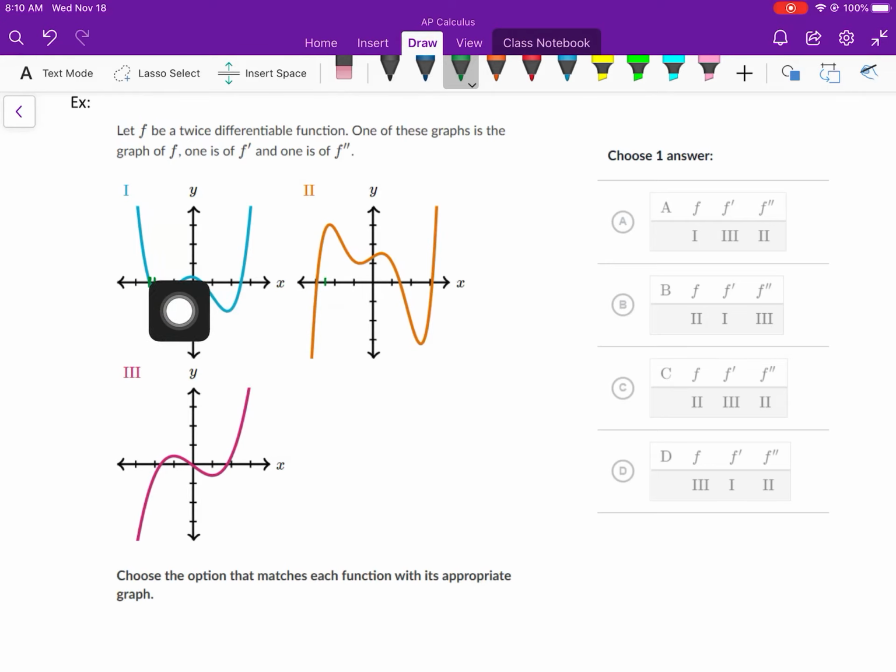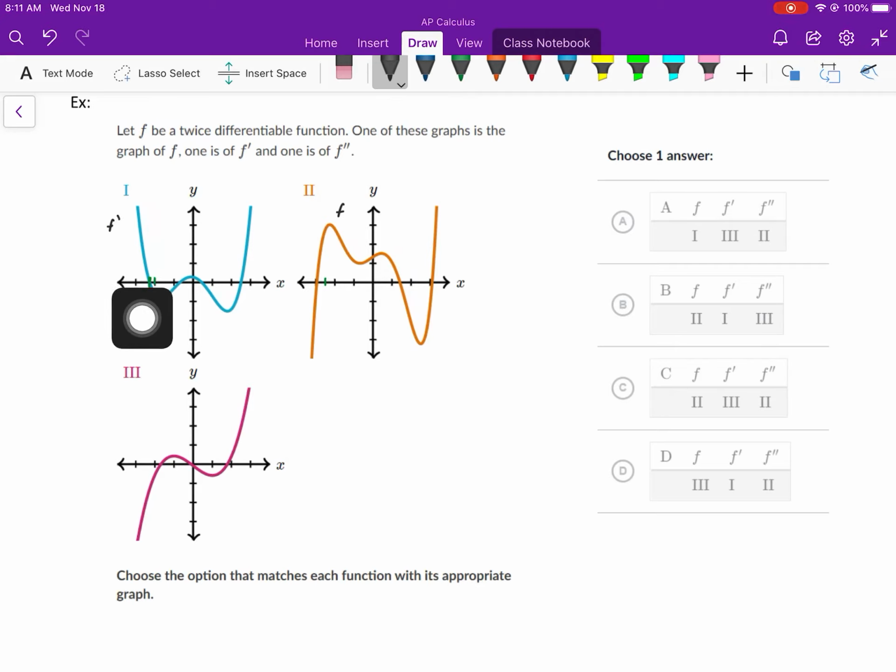This is looking pretty good. Then we change positive for that little section there. So we're increasing for that little section. And then negative for this section. So now we're decreasing again till we get to about right here. And now we're increasing again. So it looks like 1 is the derivative. So far I'm going to mark it. I'm going to say this is F. And this one looks like F prime.